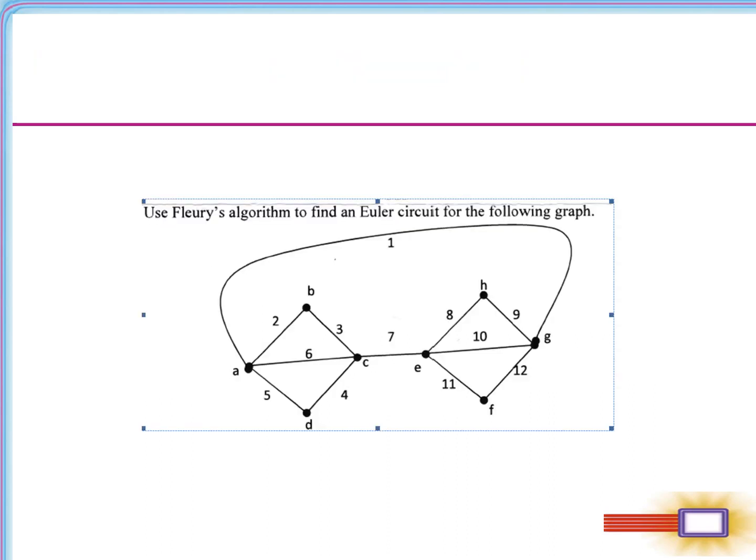Now you are given a problem here. You have to use Fleury's algorithm to find an Euler circuit for this particular graph. You have to try it and you have to find out the solution.